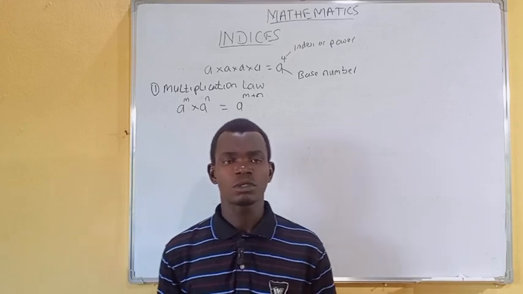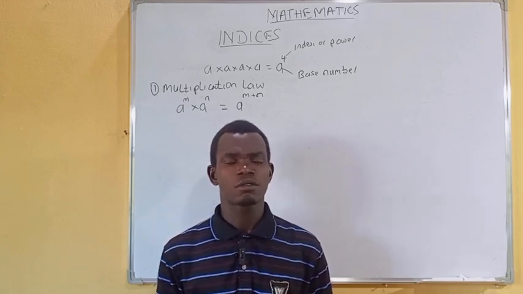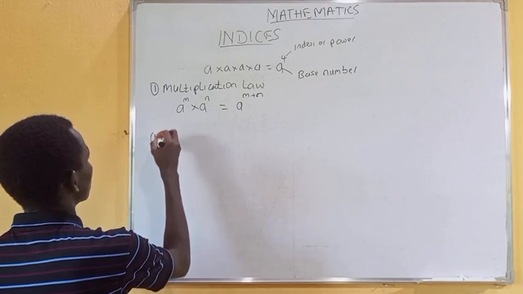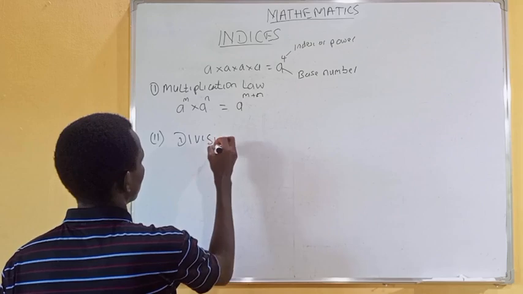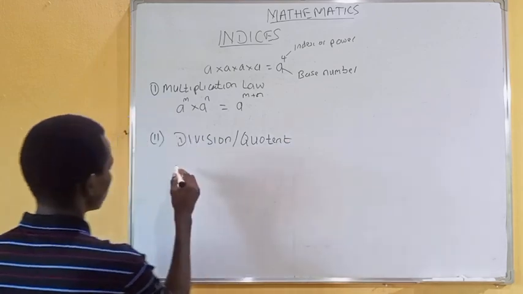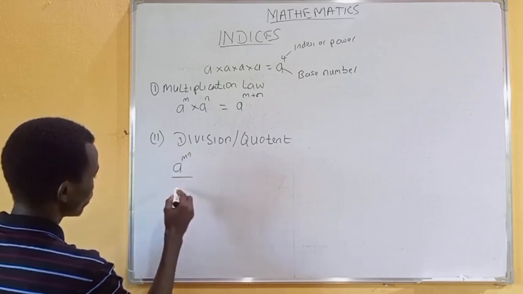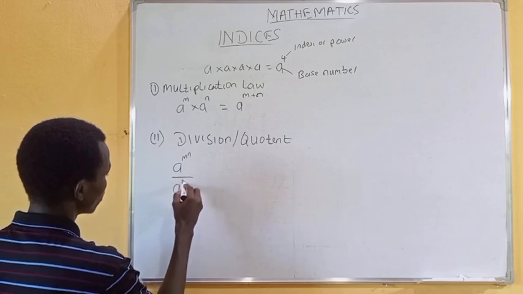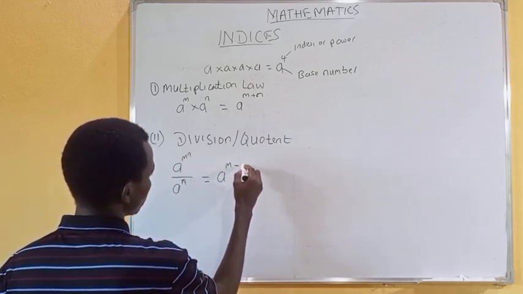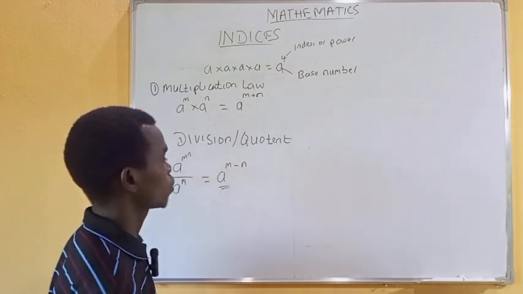The second law, which is division or quotient law. When dividing numbers with equal base, the power of the divisor is subtracted from the power of the dividend. Let's say a number a that is raised to power m is divided by a number a that is raised to power n, their powers are subtracted. And that is that for division or quotient law.